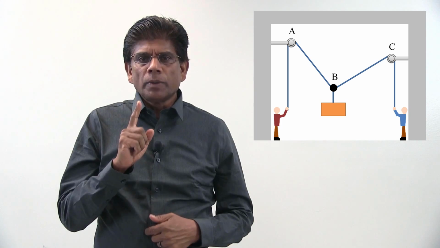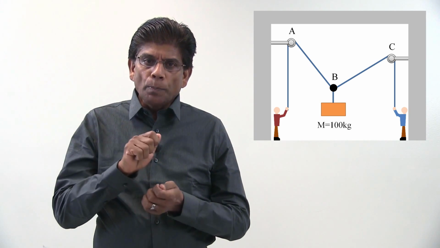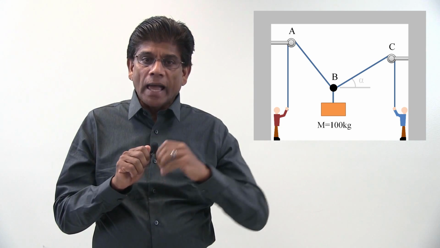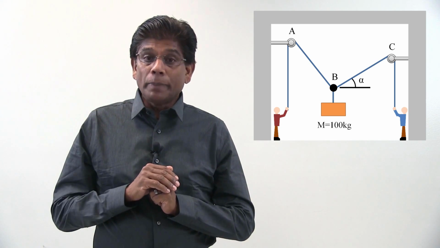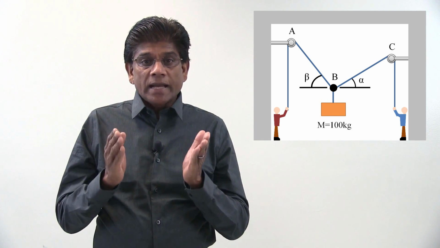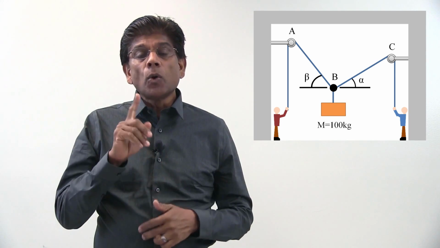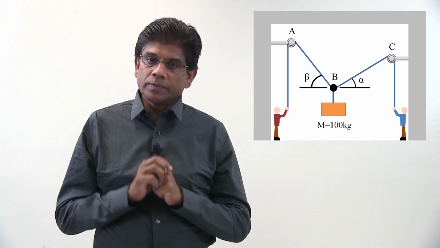Let's assume the mass of the crate is 100 kilograms. Rope BC makes an angle alpha with the horizontal. Rope AB makes an angle beta. At this instant, this crate is in static equilibrium. Our goal is to determine the forces experienced by these two cables.